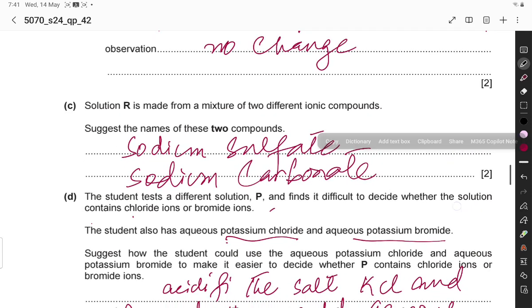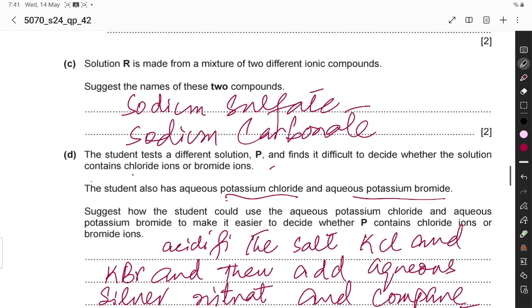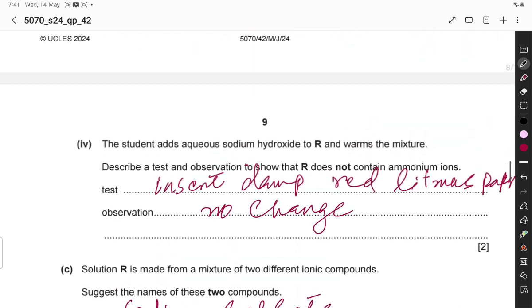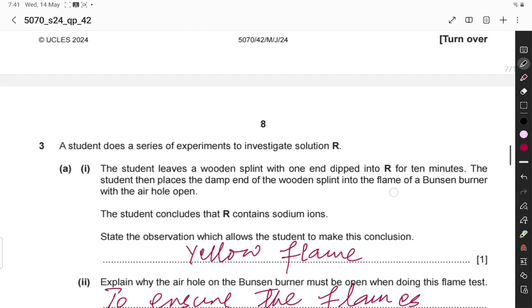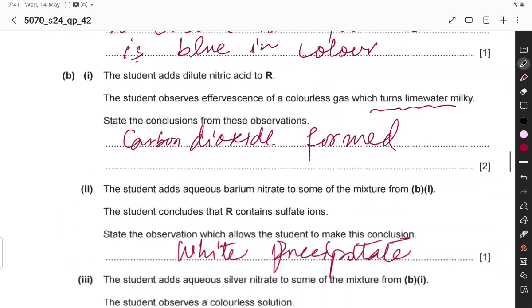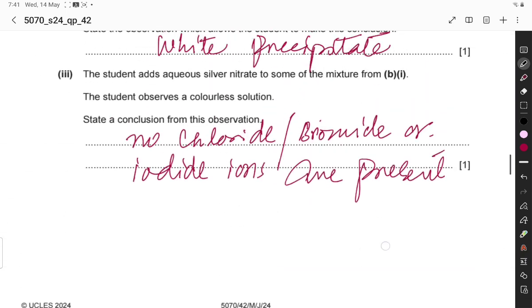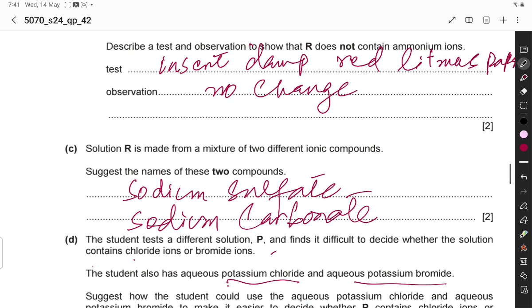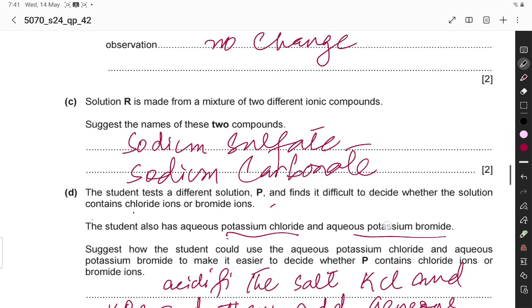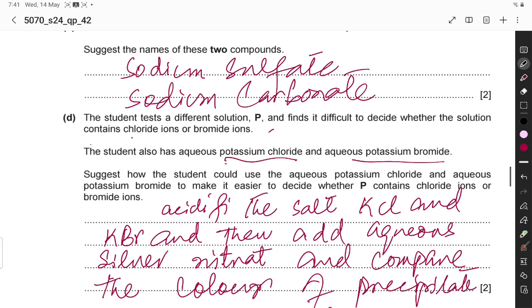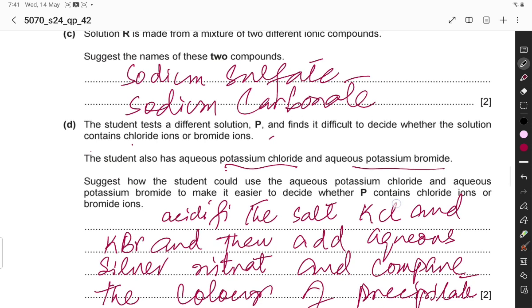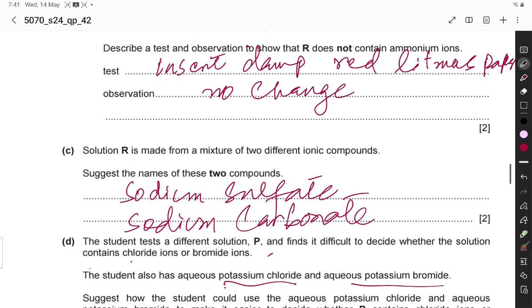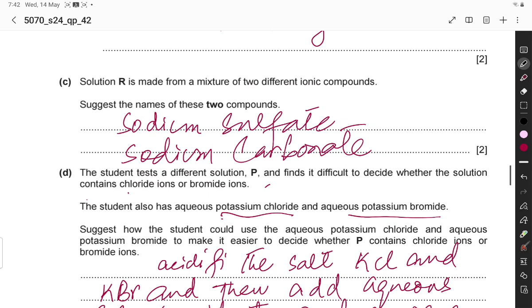Solution R is made from a mixture of two different ionic compounds. Suggest the names of these two compounds. Because the flame test gives a yellow flame, that indicates sodium. There is a positive test for sulfate ions, so that's sodium sulfate. And carbon dioxide is evolved when we add dilute acid, so it means sodium sulfate and sodium carbonate are present.